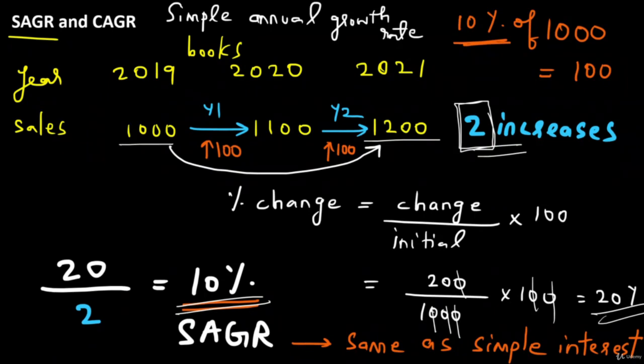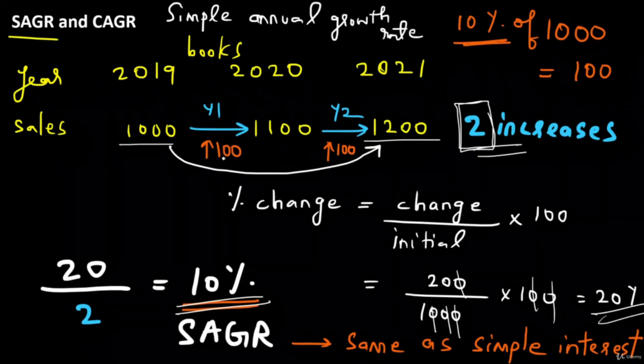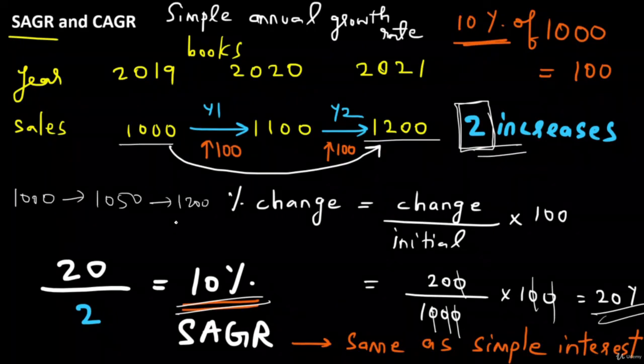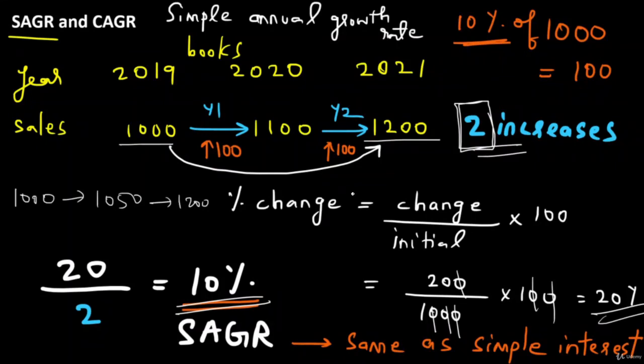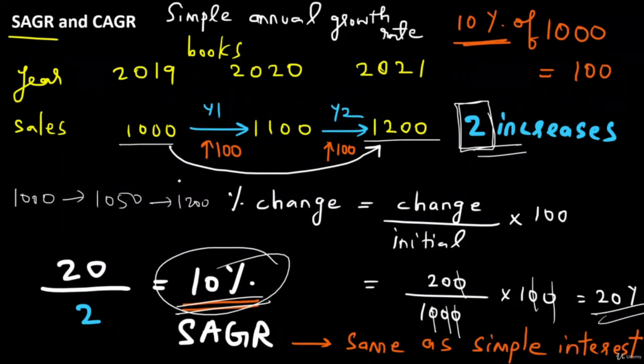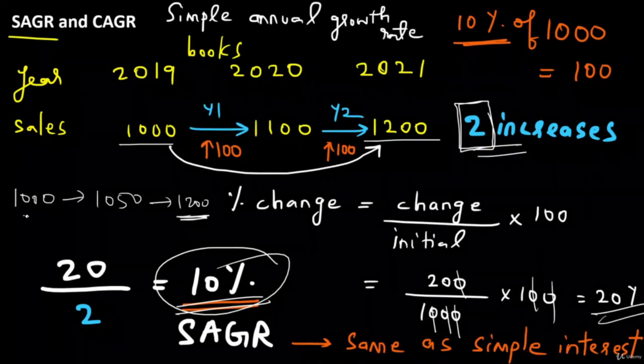Now let me tell you one more thing. In this example, I've taken it as an increase of 100 and an increase of 100. Now let's say it was the case that initially it's 1000 and then it became say 1050, and afterwards it became 1200. So it's not uniform, right? In this case also, the SAGR would be nothing but 10%. So the SAGR is actually the rate which would be uniformly applied across the years to arrive at the final value from the initial value.